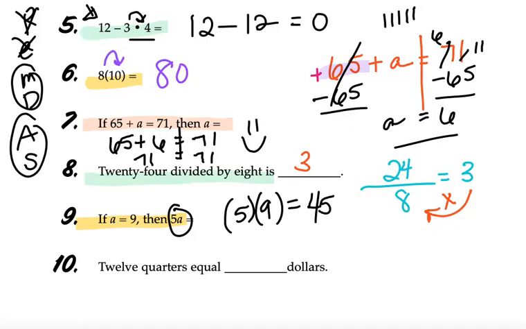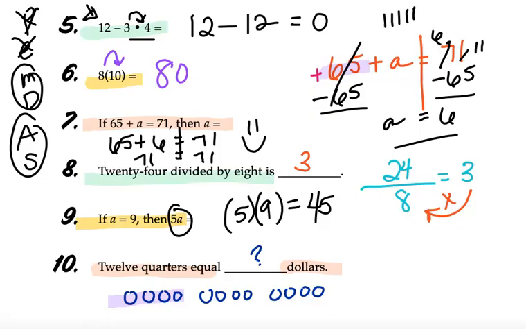All right. And next, we have 12 quarters is equal to how many dollars? So I'm going to draw out 12 quarters. Let's do a visual. 1, 2, 3, 4, 5, 6, 7, 8, 9, 10, 11, 12. Okay. And I know that 4 quarters equals $1, right? 25, 50, 75, 100. Quarters have a value of 25 cents. So 4 quarters is equal to $1.